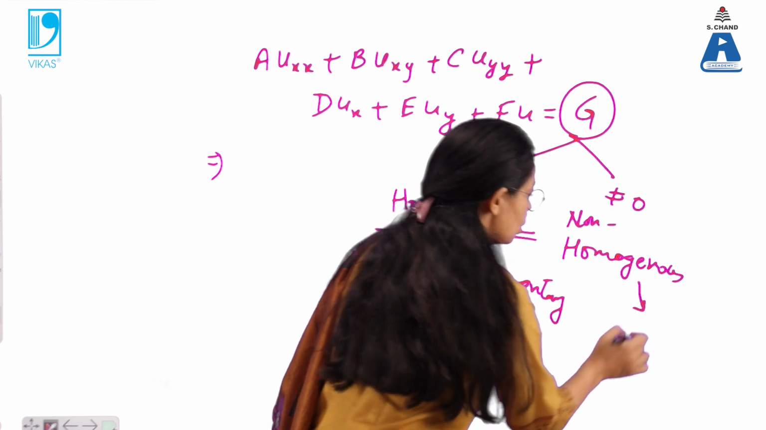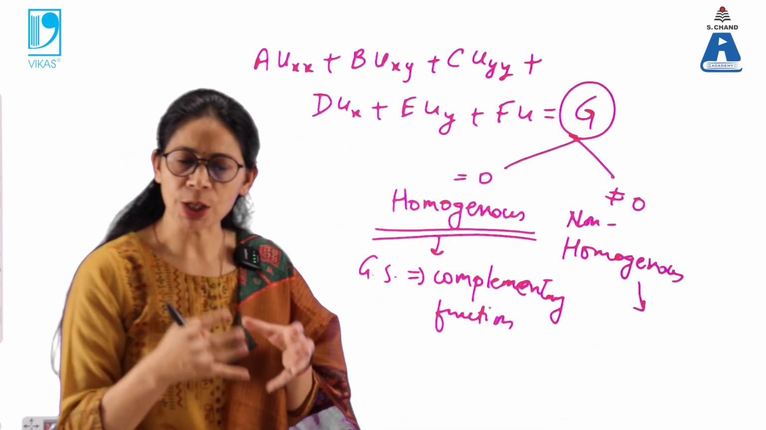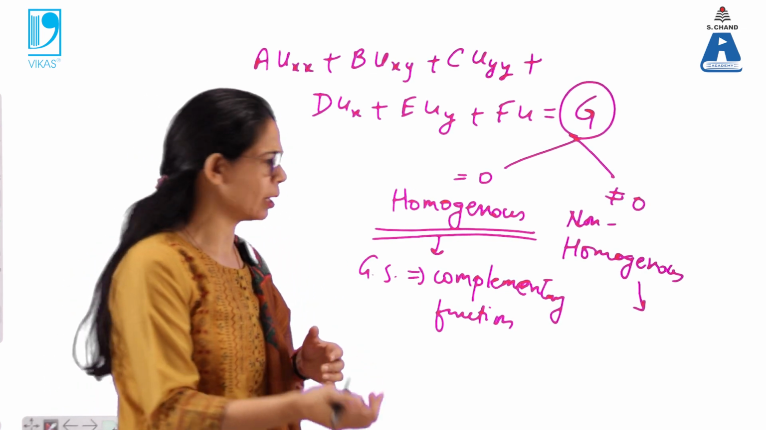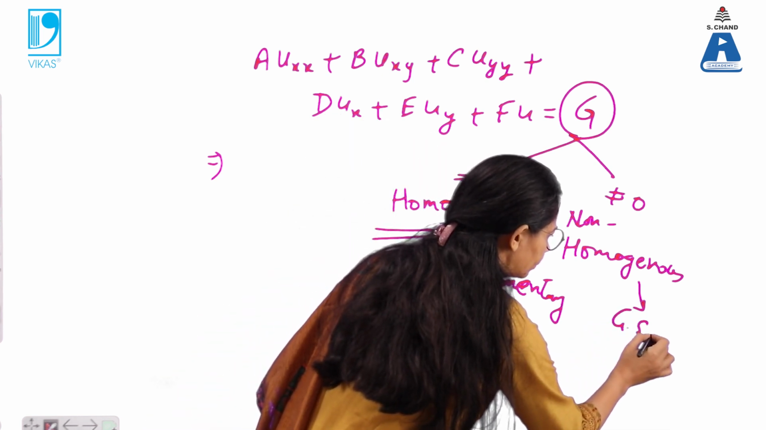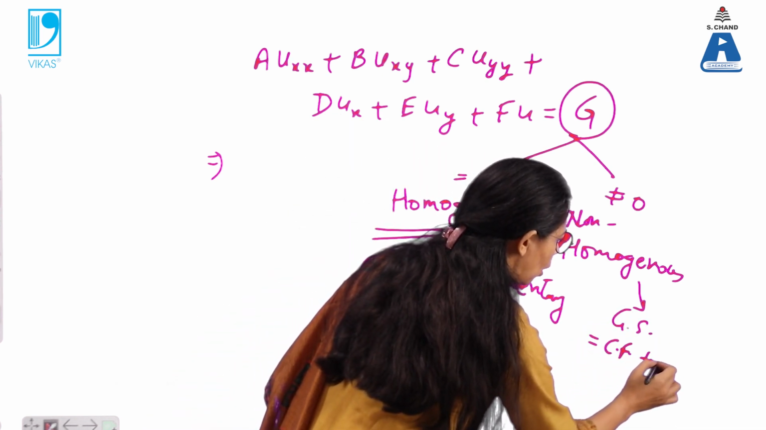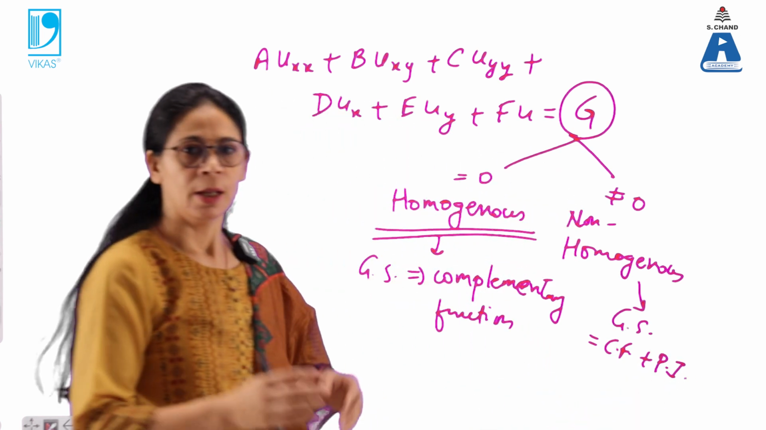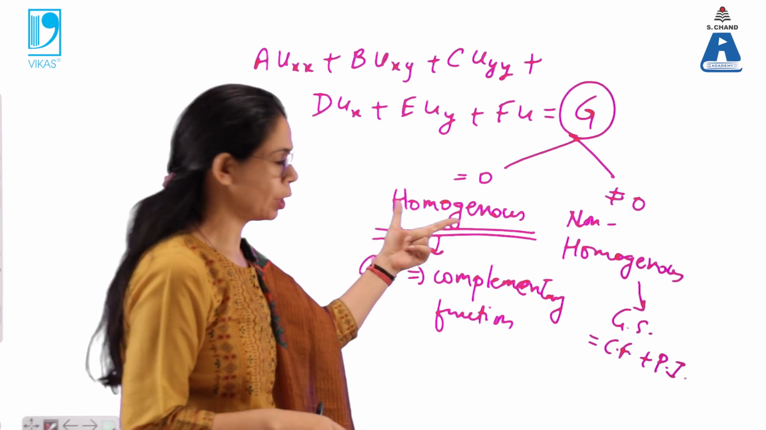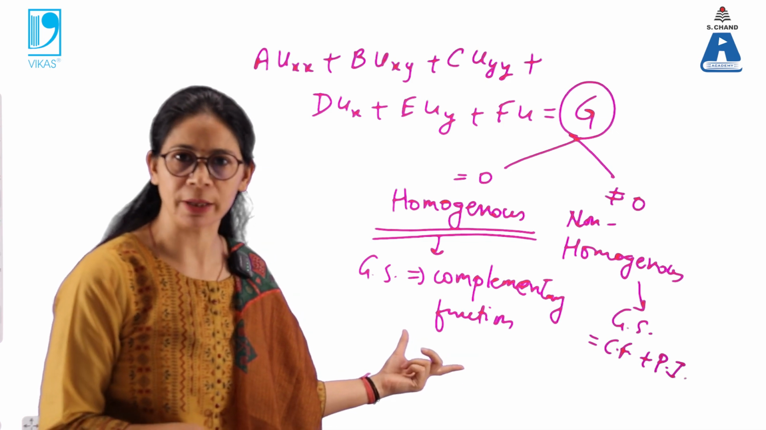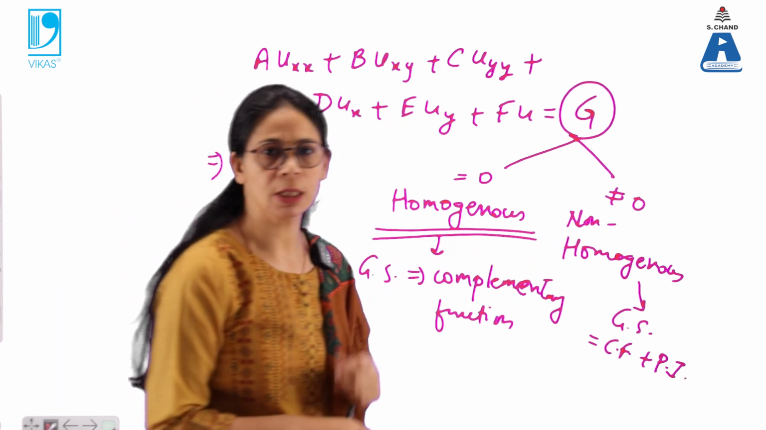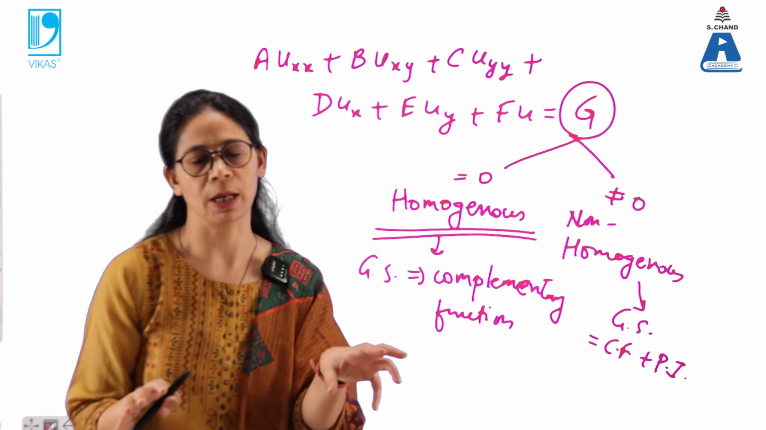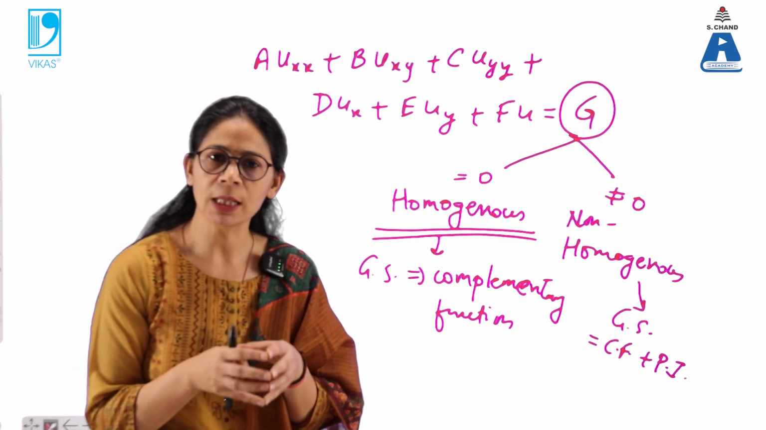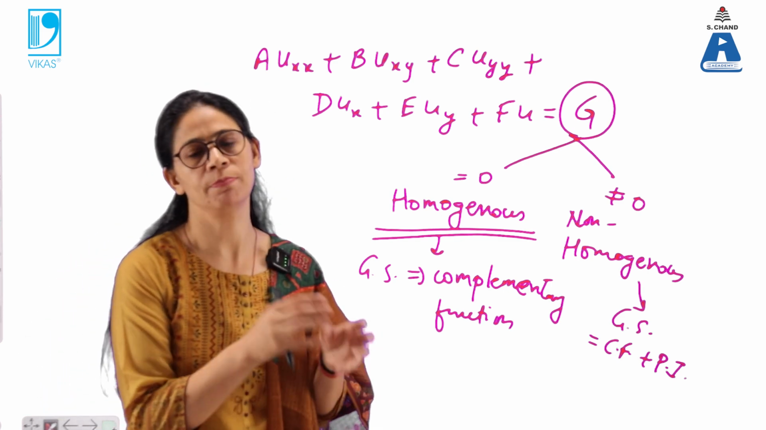While for a non-homogeneous partial differential equation, the equation will be broken into two parts, the homogeneous part and the non-homogeneous part, and then the general solution will consist of both the parts, the complementary function and the particular integral. Therefore, we have to be very clear that a homogeneous differential equation will have only the complementary function as the general solution, but a non-homogeneous differential equation will consist of both parts, complementary function and particular integral.